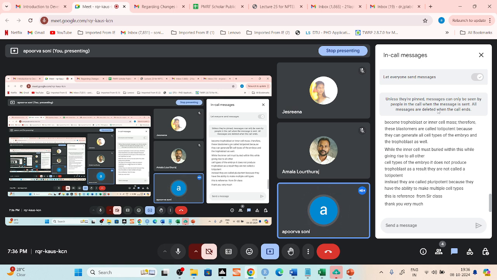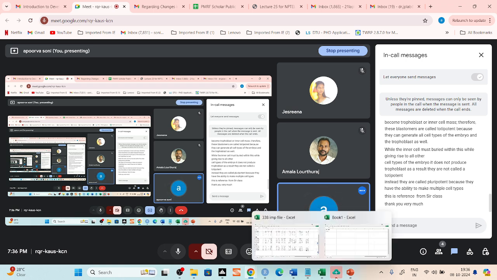Yes, see, whatever Ajay has written is correct, but it has nothing to do with the question that has been asked. The pluripotent cells cannot give rise to trophoblast, they can only give rise to inner cell mass, and totipotent cells can give rise to both trophoblast and inner cell mass. But these cells, at the two cell stage, are totipotent in nature.